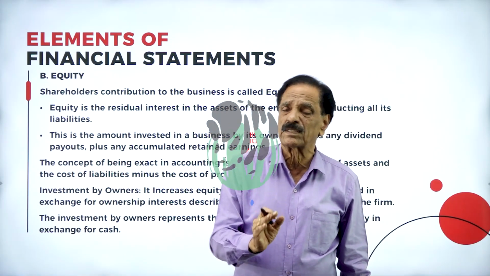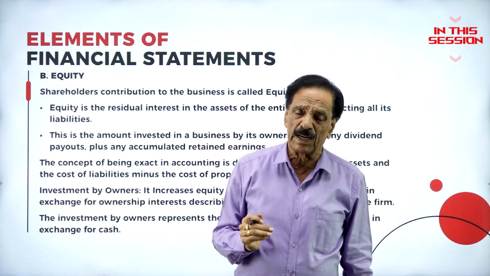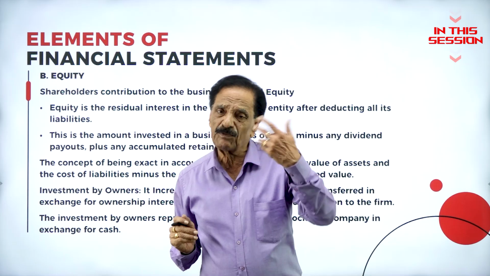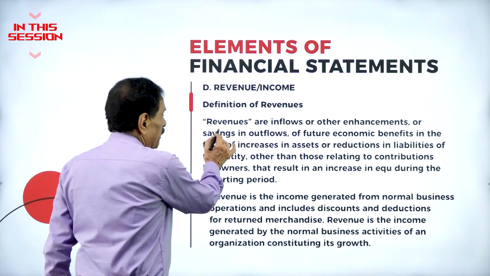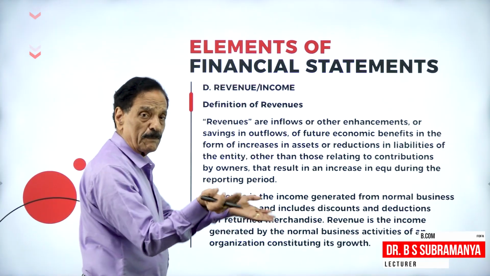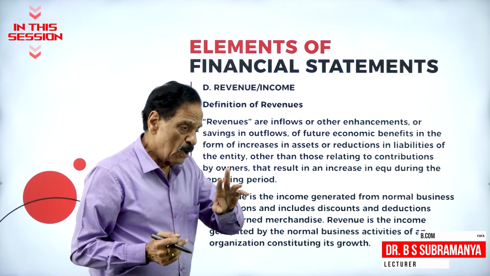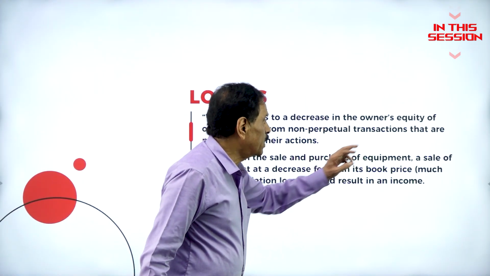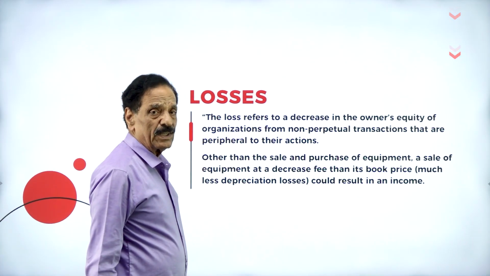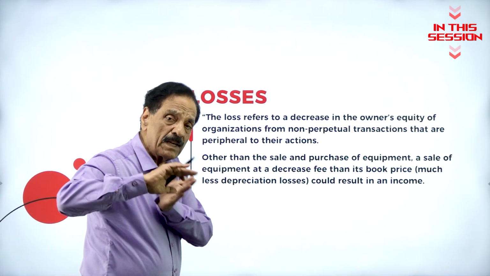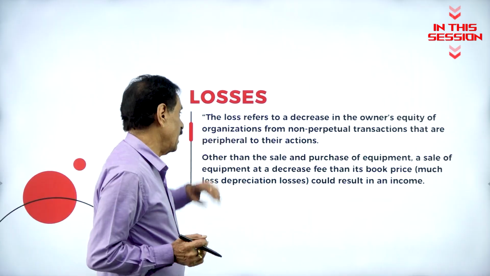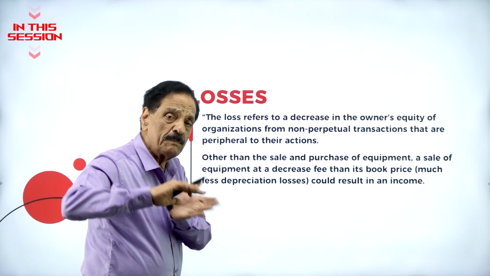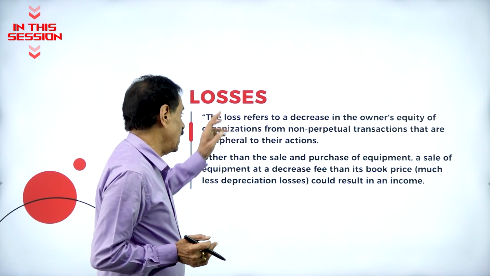Preference shareholders are temporary shareholders. Their life may be 4 years, 5 years, 6 years. Revenues are inflows coming in. There are two types of flows: one is called outflow, one is called inflow. Outflows decrease one's equity of an organization. If the equity value has been decreased, it is called losses.